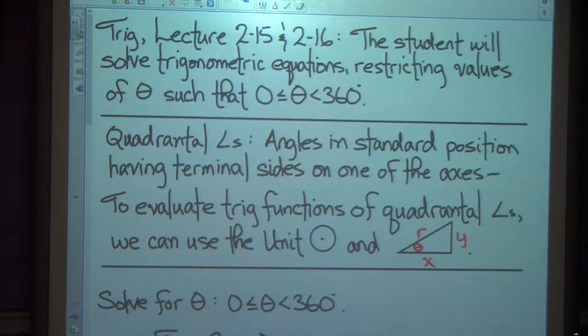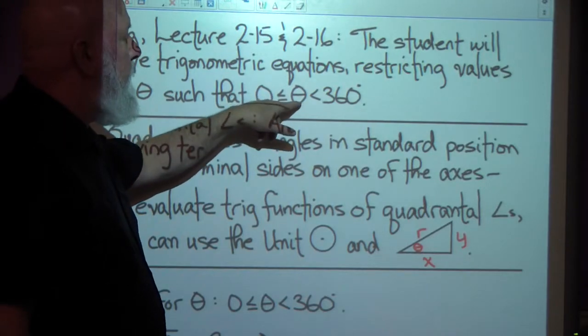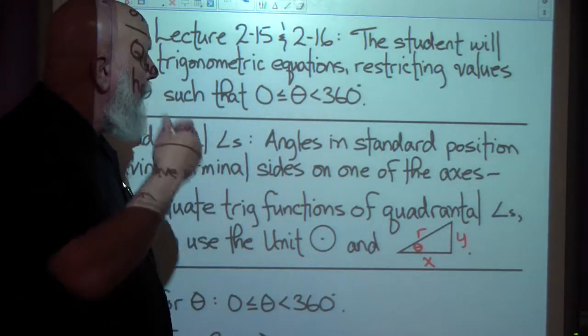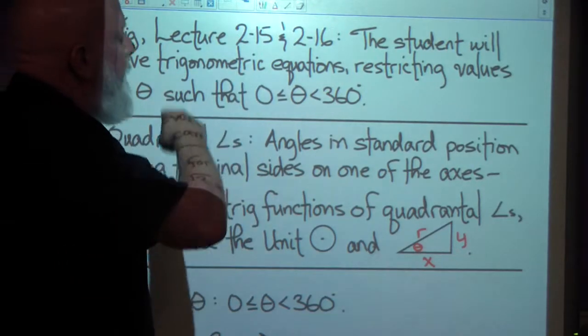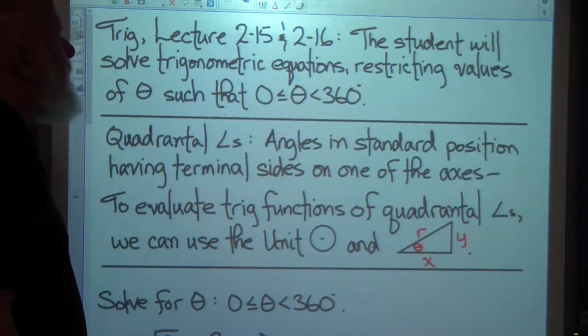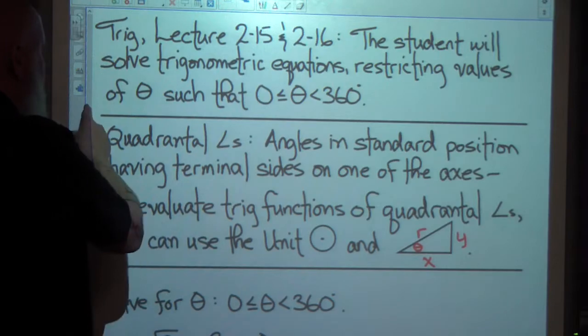Right. Trig lecture 215, 216. Students will solve trigonometric equations, restricting values of theta such that 0 is less than or equal to theta, which is less than 360 degrees. In other words, we're going to just limit theta to one trip around the circle, so to speak. Okay? So hopefully that will make sense when we start working. You'll see what I'm talking about.